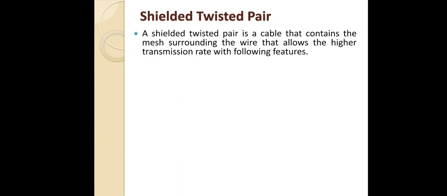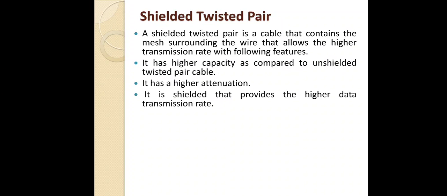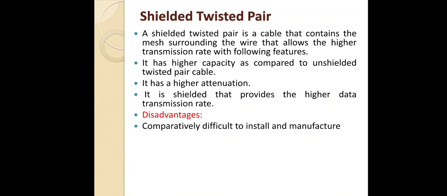Now, what is shielded twisted pair? Shielded twisted pair is a cable that contains a mesh surrounding the wire that allows a higher transmission rate, with the following features. It has higher capacity as compared to unshielded twisted pair. It has lower attenuation, that is, the signal strength is very high in this type of twisted pair. It is shielded, which provides a higher data transmission rate. The disadvantages: it is comparatively difficult to install and manufacture, more expensive, and bulky.